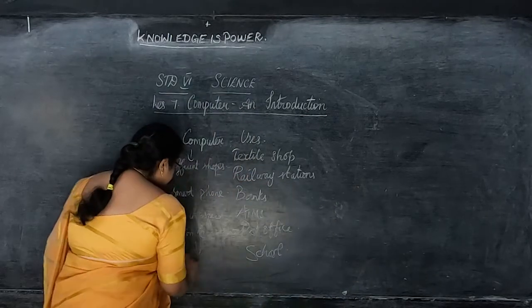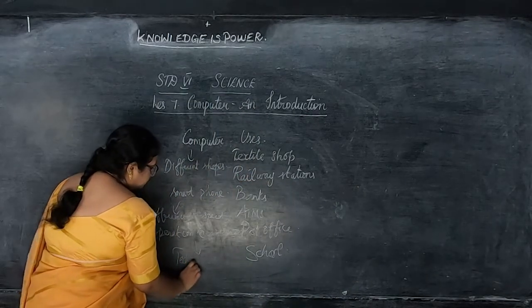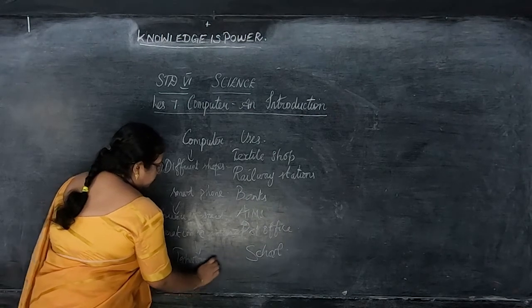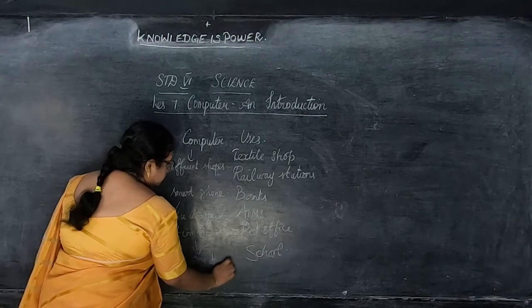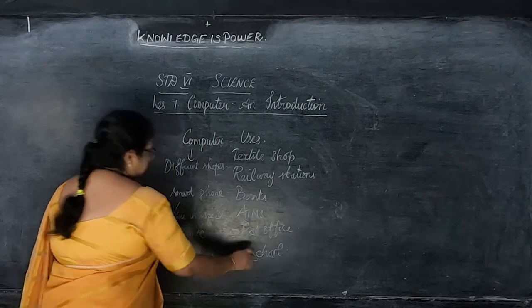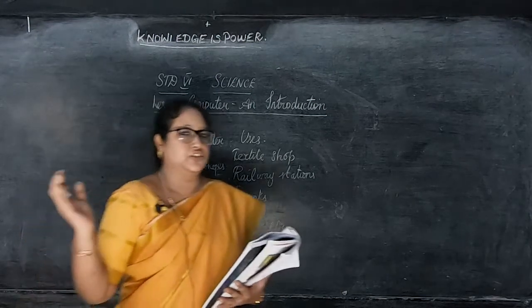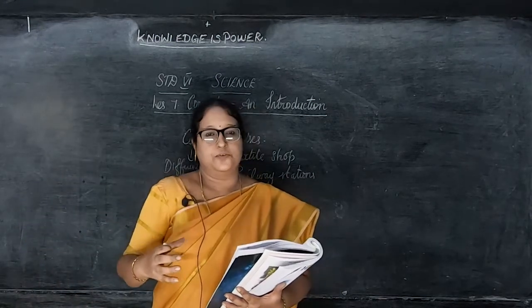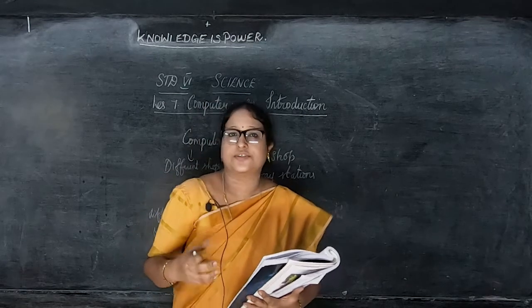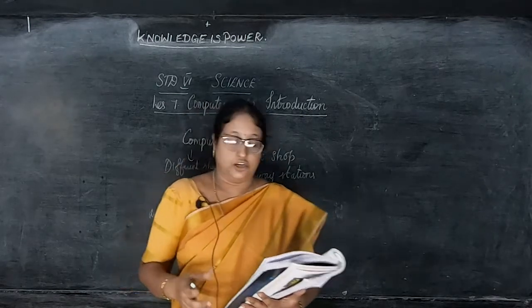So what happens? The big computers, everything, have shrunk into small smartphones nowadays because of what? Because of the development of technology.